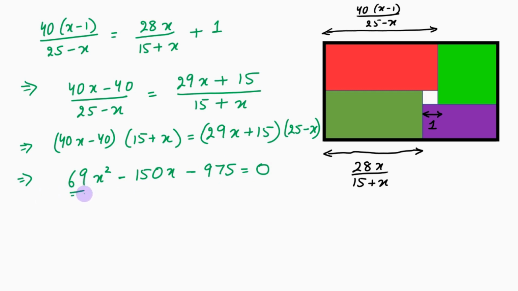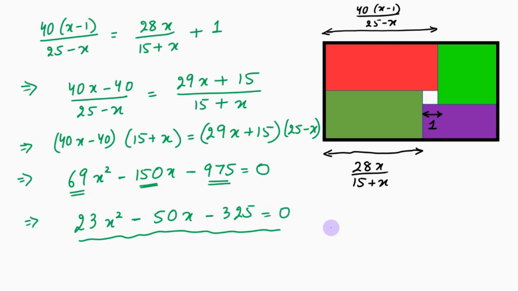Now this is divisible by 3, this is divisible by 3, and this is divisible by 3. Therefore, after reducing this equation, we get a simple quadratic equation, that is 23x square minus 50x minus 325 is equal to 0. Alright. Now all we need to do is solve this quadratic equation to get the value of the variable, that is x. So now let us move forward.